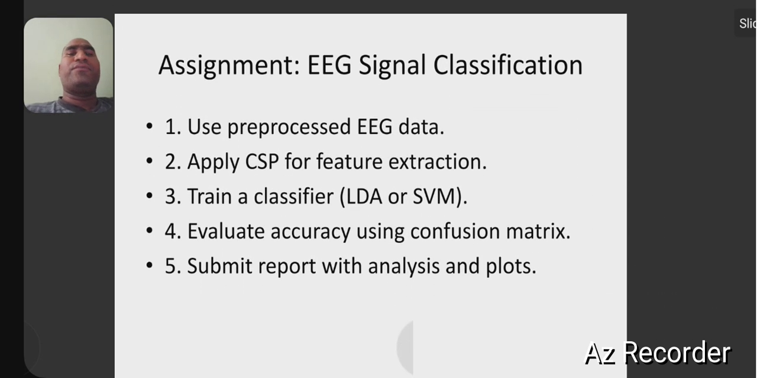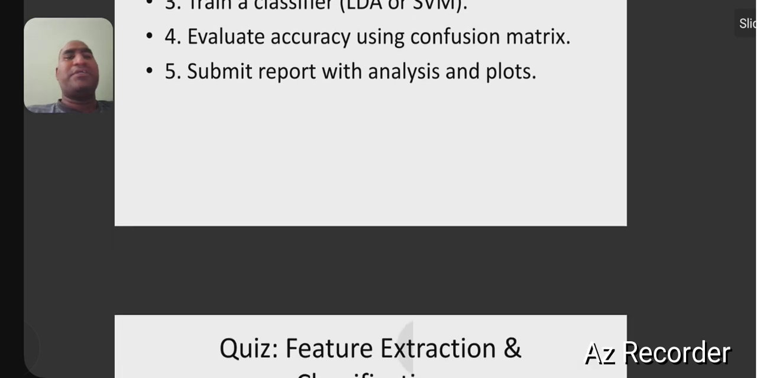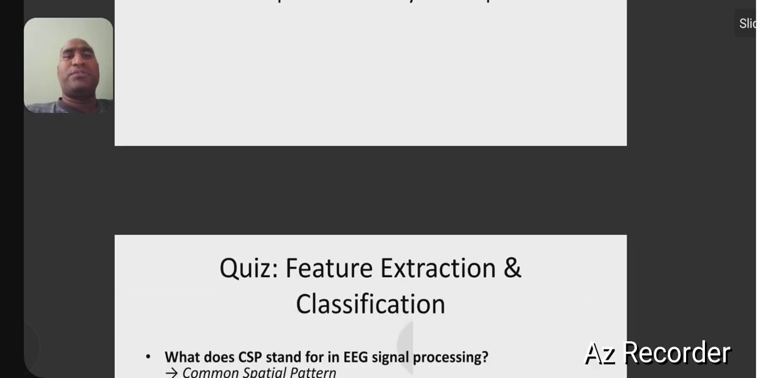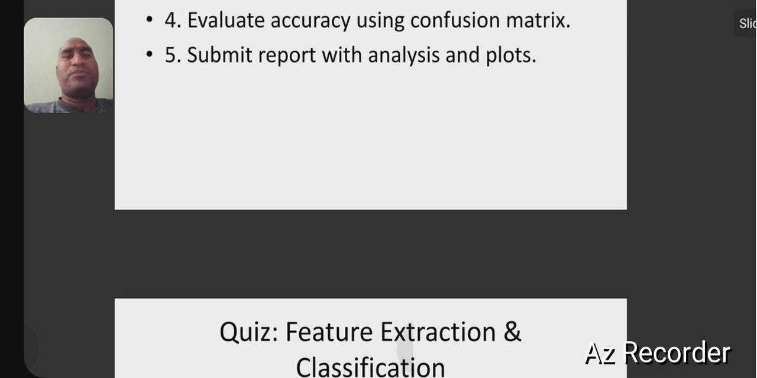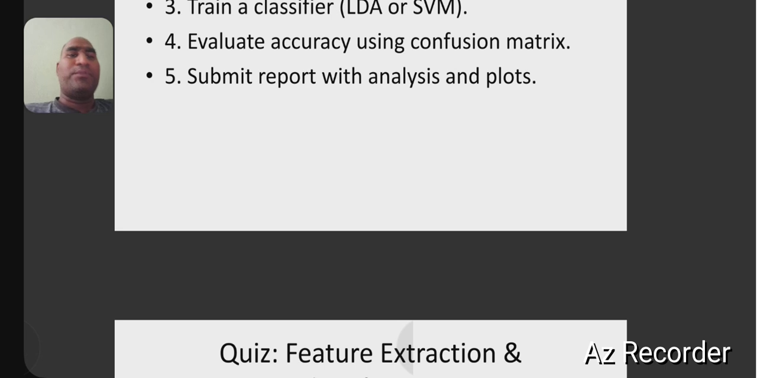And the assignment given for this lecture, section 4, is EEG signal classification. Use the pre-processed EEG data, apply CSP for feature extraction, train the classifier LDA or SVM, evaluate the accuracy using the confusion matrix, and submit a report with analysis and plots. So this is the assignment given for this lecture. You have to go through this lecture, find out the possibilities of applying these techniques, and submit the report.